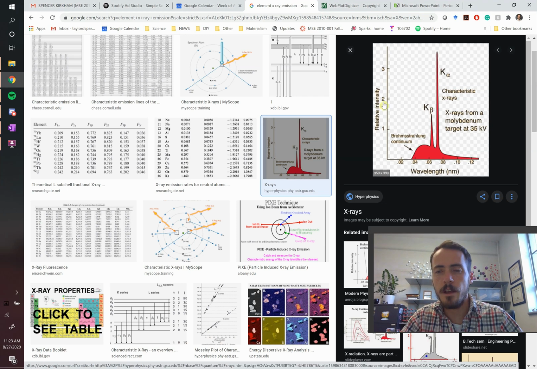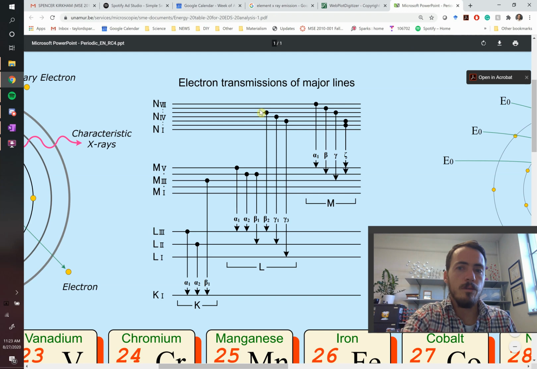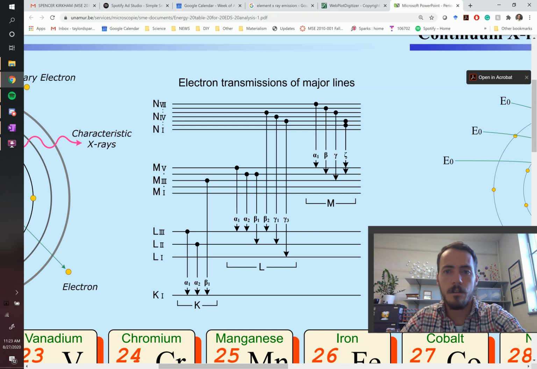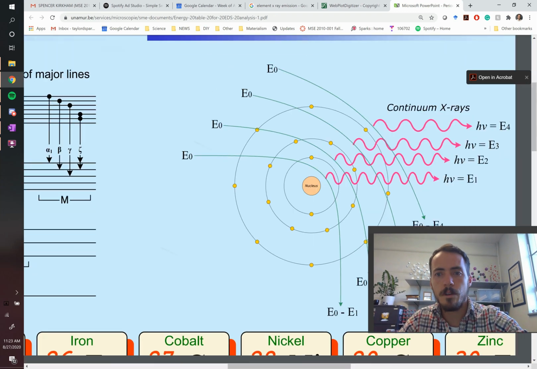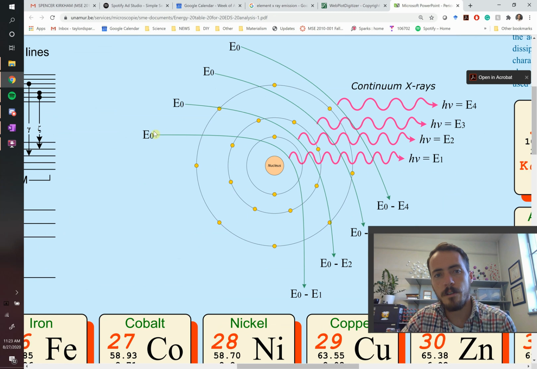So here you've got your relative intensity as a function of wavelength. You can see what's called Bremsstrahlung continuum. It's the German word for braking. Why do they call it that? Well, because when you come in, let's switch this over, here's your incoming electrons. They might not hit an electron. They might just get bent. And as they bend, it changes their energy. And so you're no longer at your initial energy.